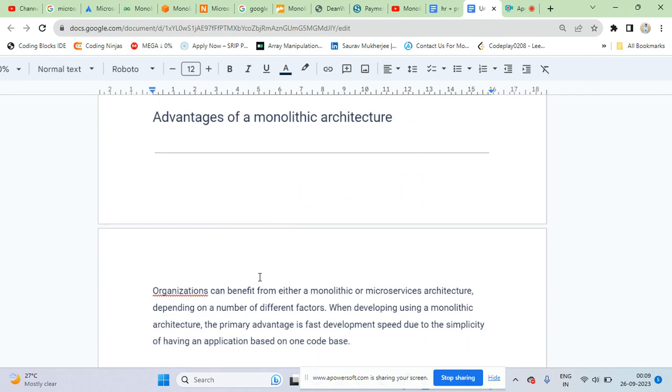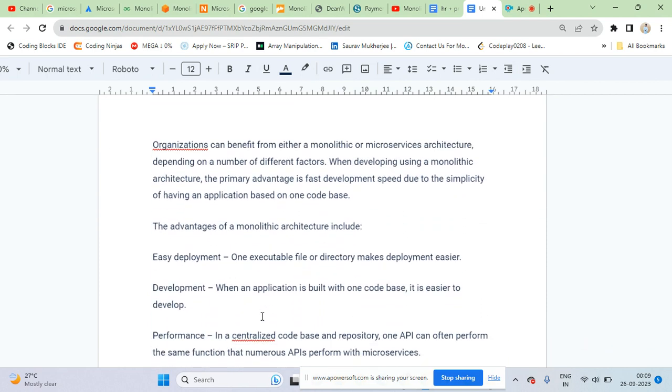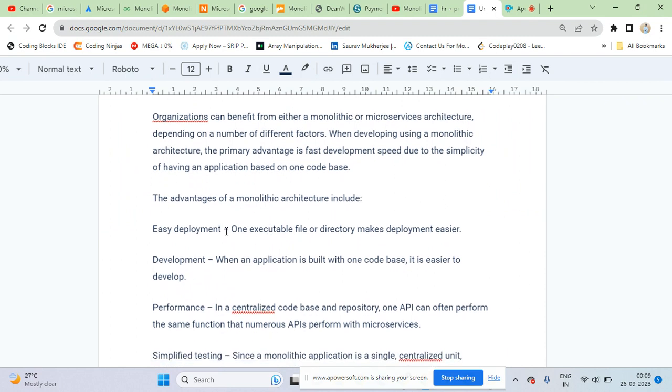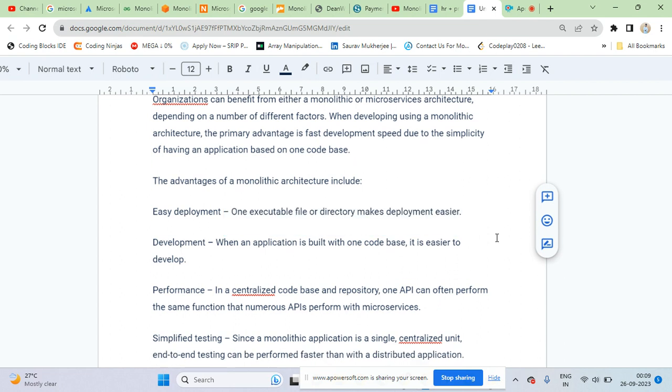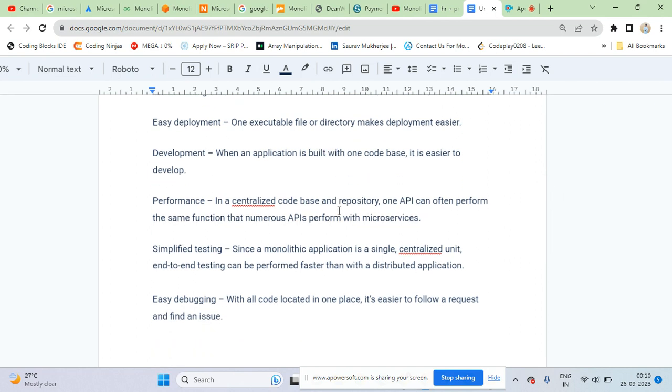And what are the advantages? You can benefit from a monolith depending on a number of factors when developing a monolith architecture. The primary advantage is fast development. Developers can just go and develop the application directly. Due to simplicity, there is easy deployment: only one executable file needs to be executed, which makes deployment easier. Development is on a single code base, so you don't have to go to 10 different locations, you just go to one place.